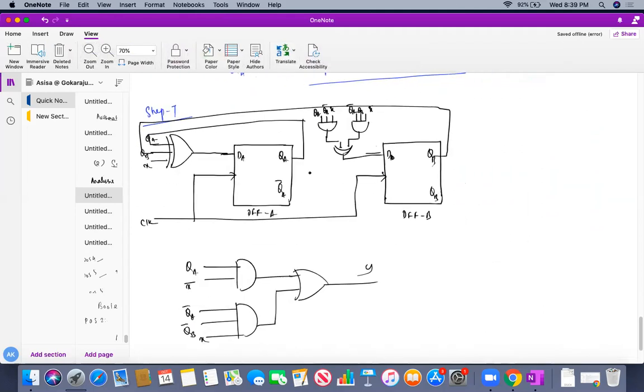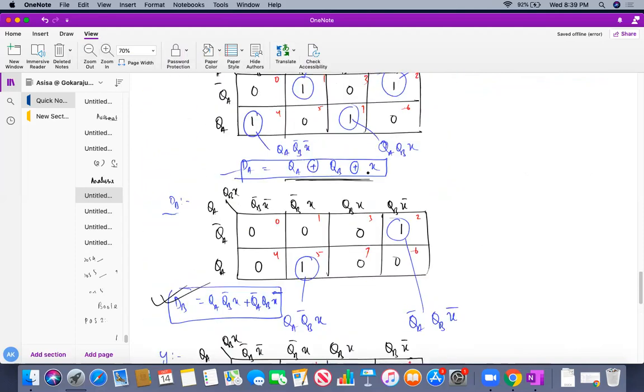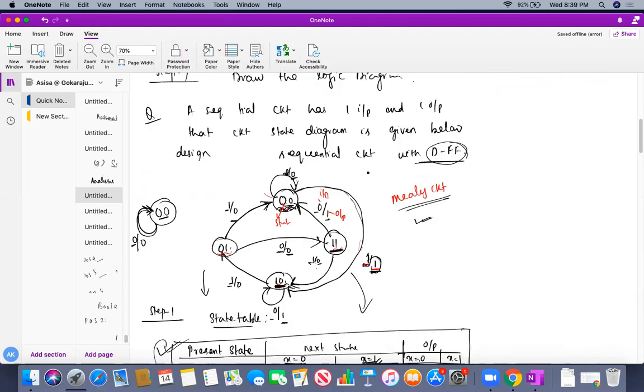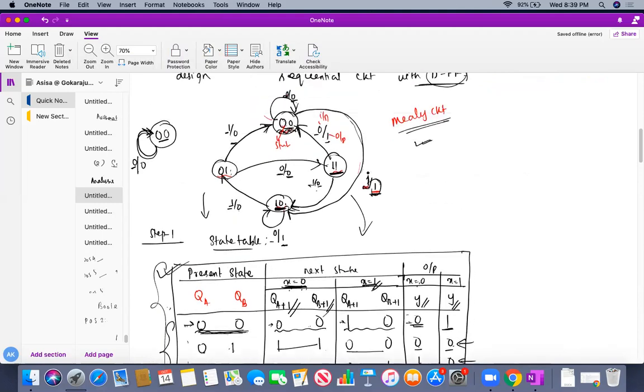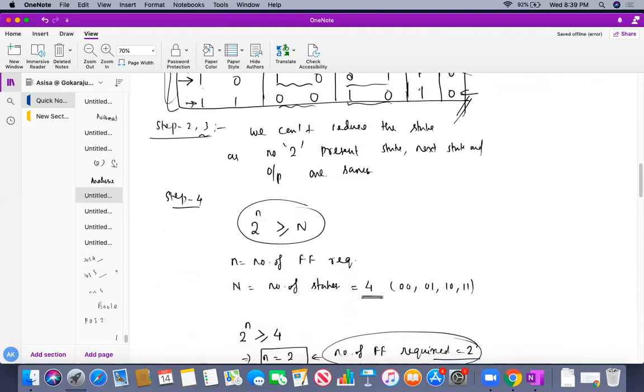So do you all understand? Step 1 to step 7. In step 1, what have we done? We first obtained the state table from the state diagram. Then in steps 2 and 3, we try to reduce the number of states. Here there are 4 states; we can reduce if two present states have the same next states and outputs, then we can remove one of the states. We'll see state reduction in the next class, don't worry about it.